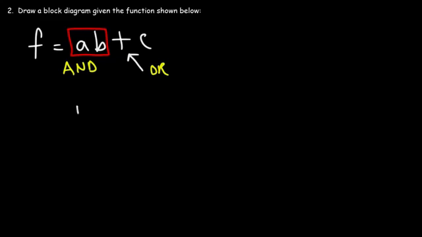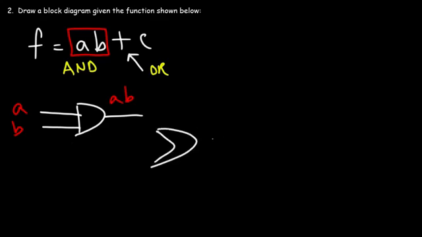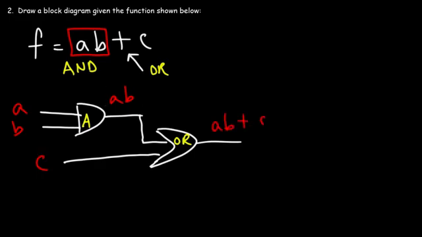So let's begin. Let's start with the AND gate. So here are the 2 inputs, A and B, and then the output of that will be just AB. Now we need to connect that with an OR gate. And then we need a new input, input C. So the OR gate will take the sum of these 2 inputs, and so we'll get the output AB plus C. And so that's it for that example.